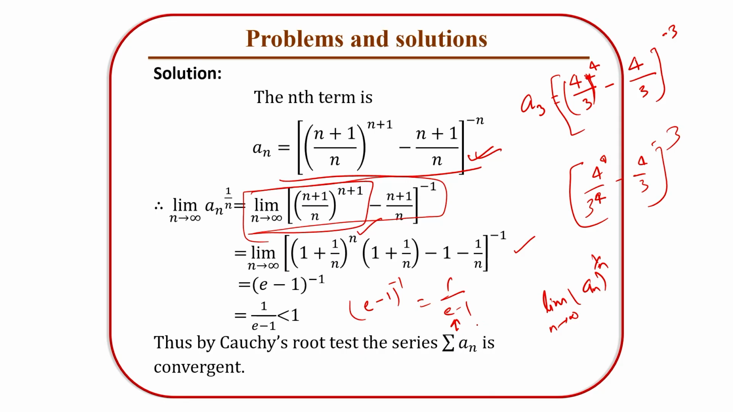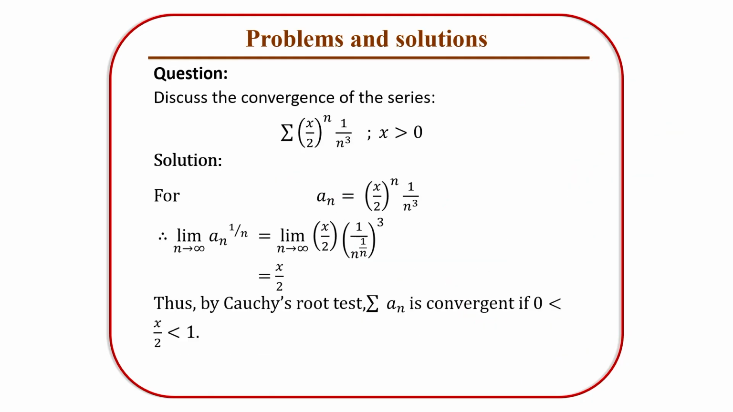What will be the value? The value of e is equal to 2.71. So it is roughly 1 divided by 1.71, which is obviously less than 1. So by the Cauchy root test, this series is convergent.